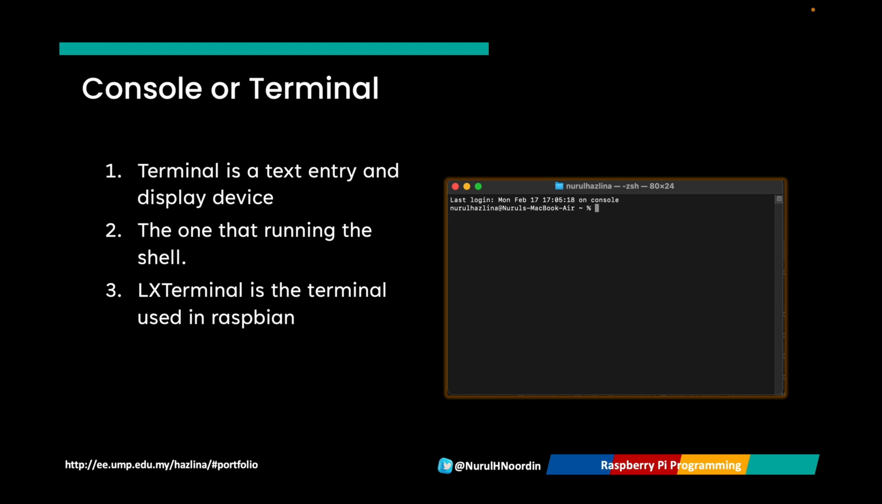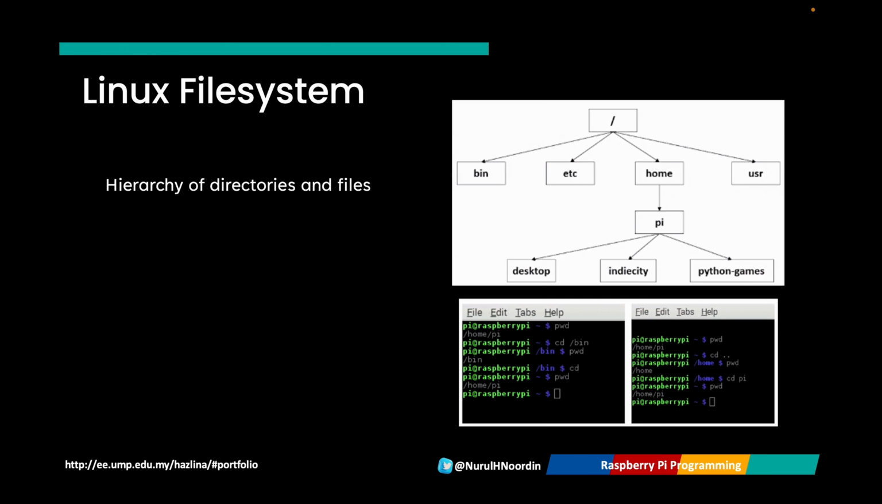Through the terminal, users can execute commands, manage files, install software, and control hardware, all without using a graphical interface. As we move forward, you will gain hands-on experience using the terminal to navigate the Raspberry Pi system and perform essential tasks. The Linux system follows a structured hierarchical design.